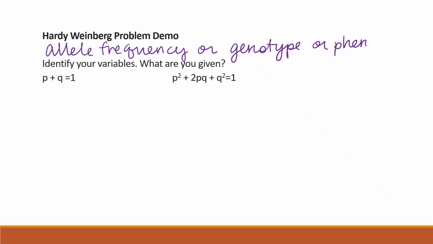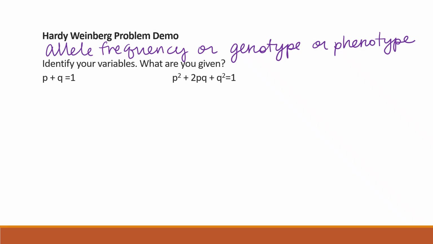Because if you are given information about a genotype or a phenotype, then it's very likely that you can figure out a genotype frequency and then work from there to get your allele frequencies. So just like any math word problem, you'll want to look really carefully at the information you're given and the information that you need to find.